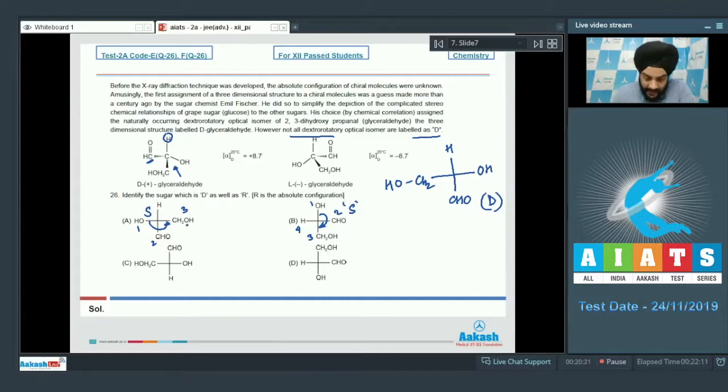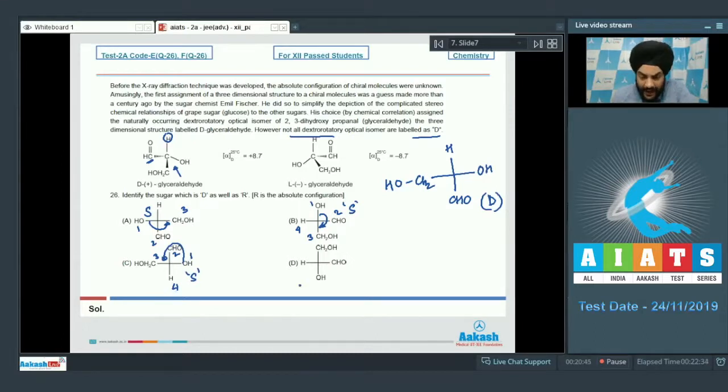If we talk about the third one now, in the third one also our task is easy. The 4th priority group or the least priority group is away from us. So OH will be 1, CHO will be 2 and CH2OH will be 3. So here we have an anti-clockwise rotation. So anti-clockwise rotation leads to the S configuration as the least priority group is already away from us.